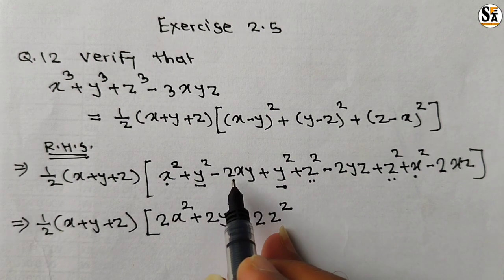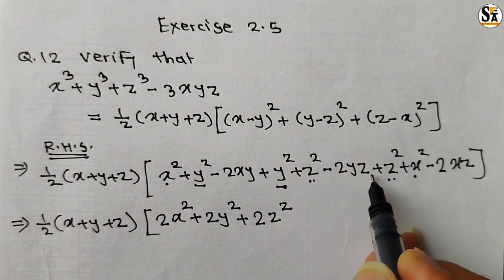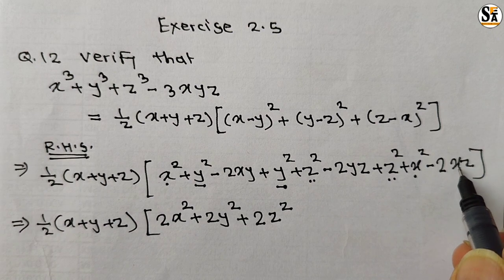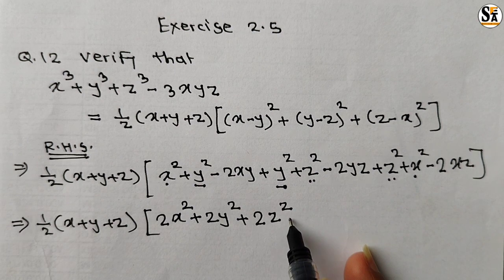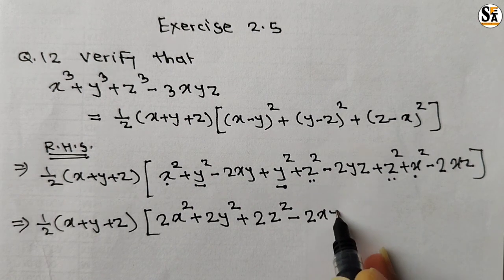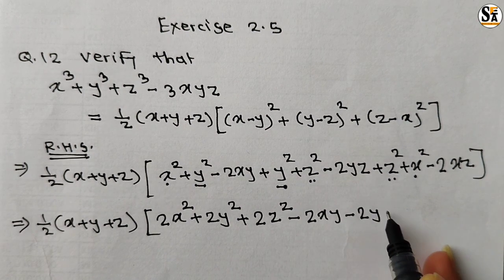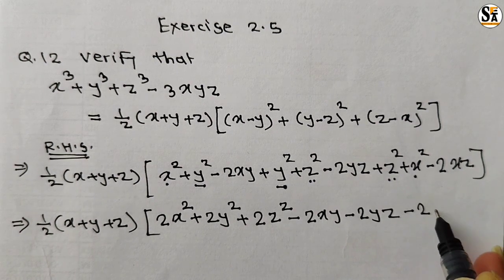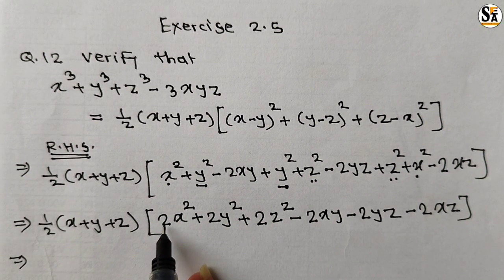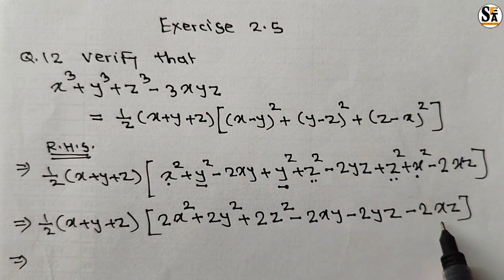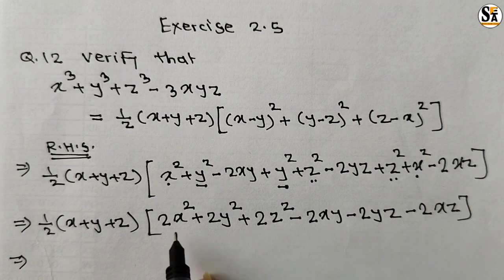So the remaining terms are xy, then here is yz and here is xz. These are not similar terms, so we cannot add. So write these terms as they are: minus 2xy minus 2yz minus 2xz. Now we can solve this bracket in the next step, or we can take 2 common. Every term has a coefficient of 2, so we can take 2 outside the bracket.